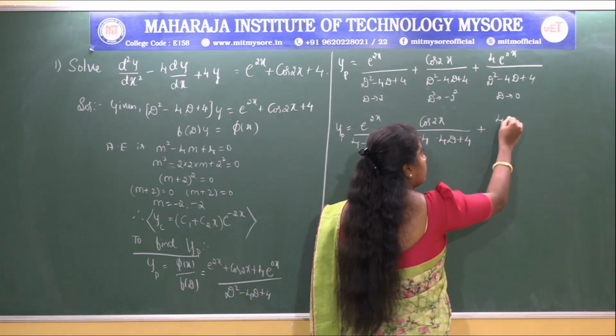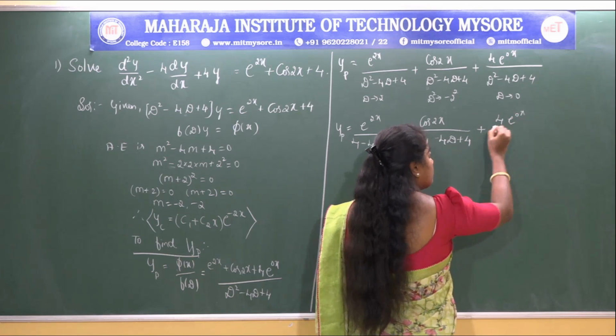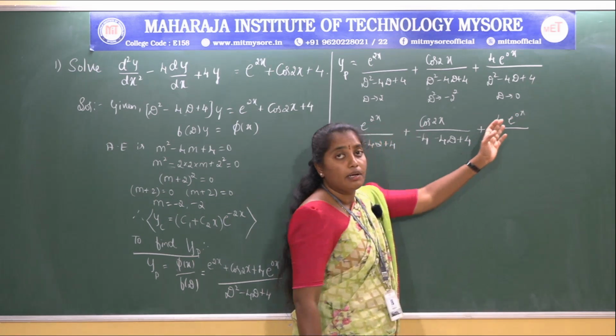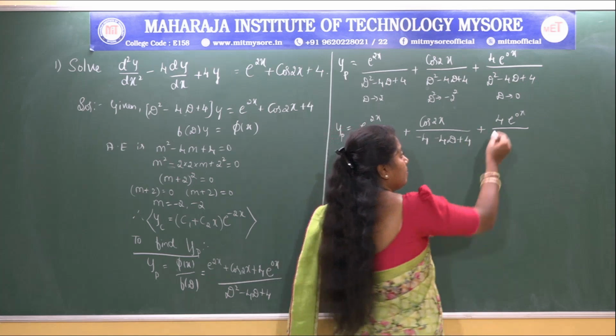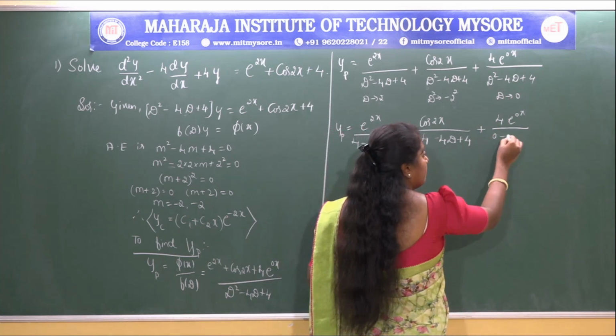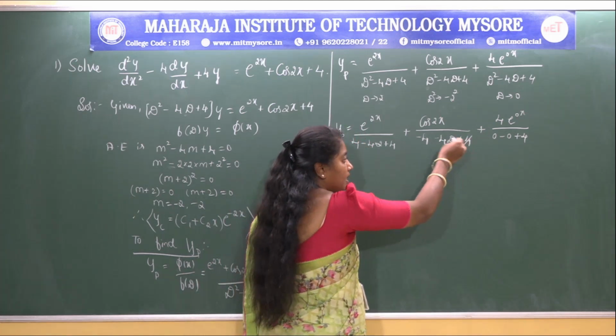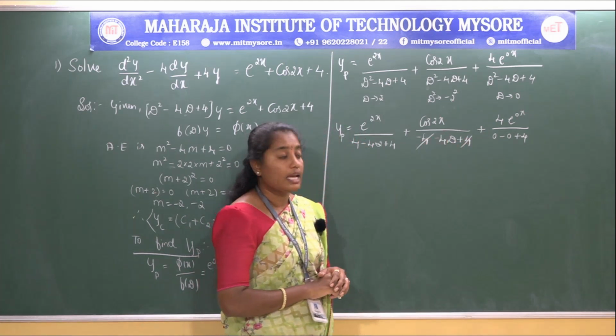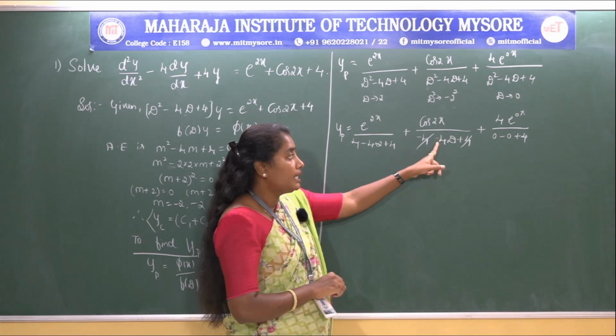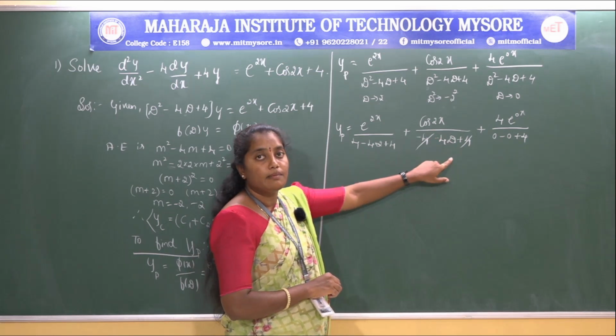Last term, 4 into e power of 0x. In the next step, we can write that e power of 0x as 1. Denominator value: 0 minus 0 plus 4. Here in the second step, the plus 4 and minus 4 get cancelled. We are left with minus 4 into D. Here the D term exists.